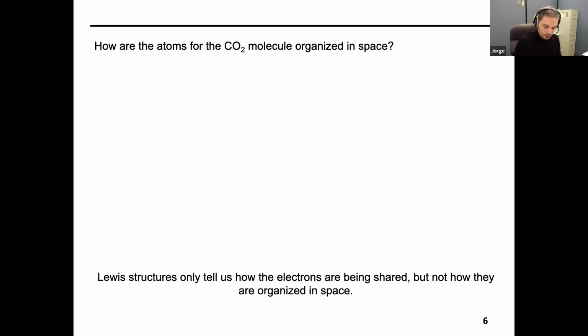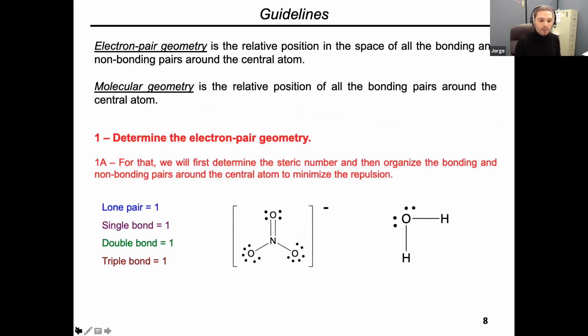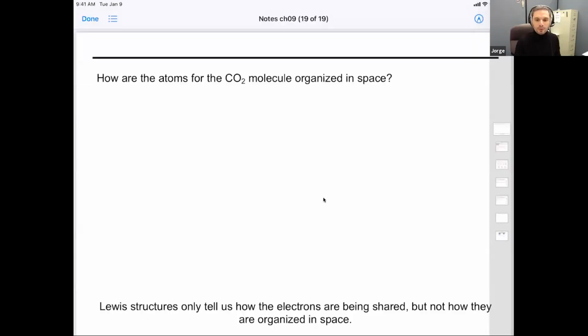Okay, so to start, let's ask you a question. How are the atoms for the CO2 molecule organized in space? Let's draw here some options, and then we will analyze every option and figure out which one will be the best.